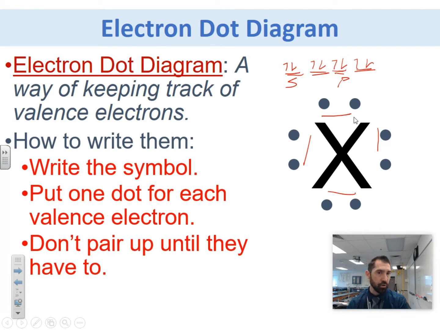And like I said, I know this is going to be a noble gas because I count up 1, 2, 3, 4, 5, 6, 7, 8 electrons, valence electrons. So I know that's a noble gas. So that's kind of how you use these.